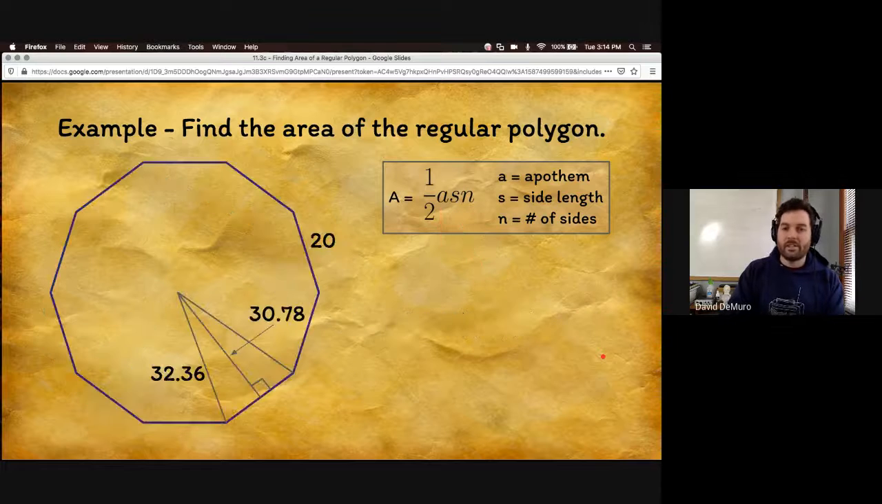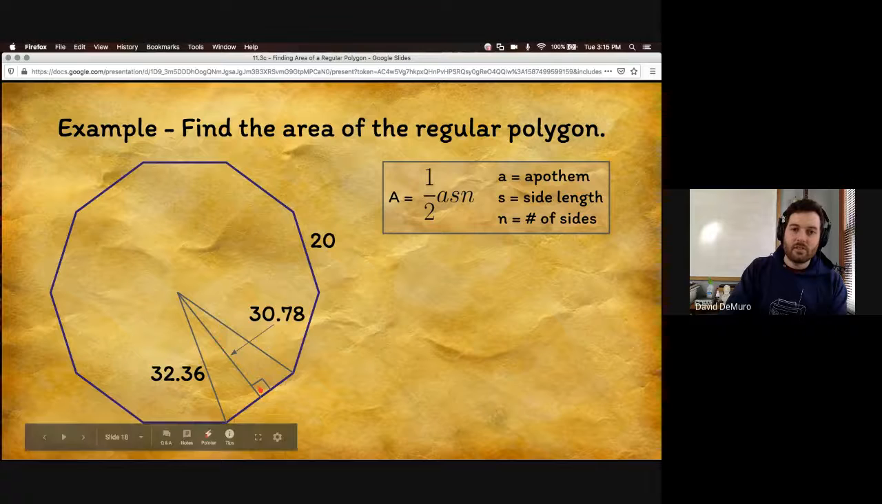Take a look at one last example. Now this one has an additional piece of information that we won't need to use in our formula at all. The only things we need to use in our formula for area of a regular polygon are the apothem, the side length, and the number of sides. Let's see, which one here is the apothem? Well, that would be 30.78. The apothem is the segment that goes from the center to the side at a right angle, 30.78.